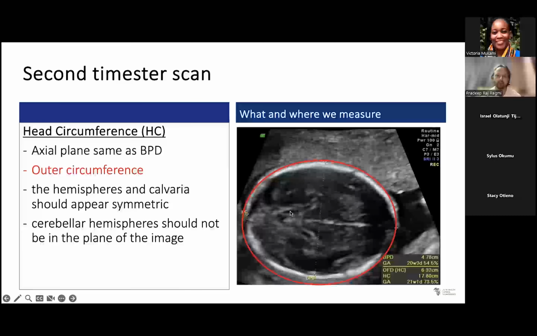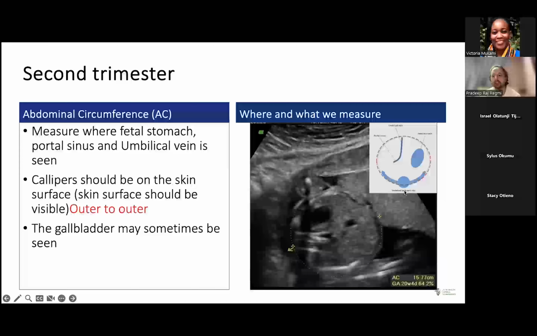After this, we go to measure the abdominal circumference. In this abdominal circumference, we have to see the stomach and portal sinus. We measure the abdominal circumference this way, the outer to outer circumference, and then we get the corresponding gestational age of the fetus.